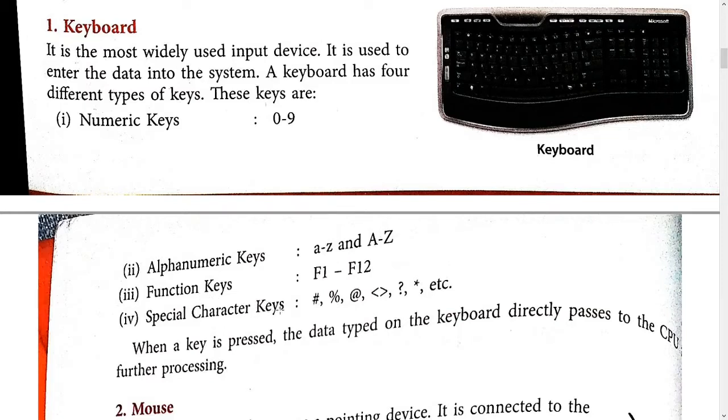Numeric keys are 0 to 9, that means 10. Alphanumeric keys means A to Z. Function keys F1 to F12 and special character keys are those symbols. When a key is pressed, the data typed on the keyboard directly passes to the CPU for the processing.